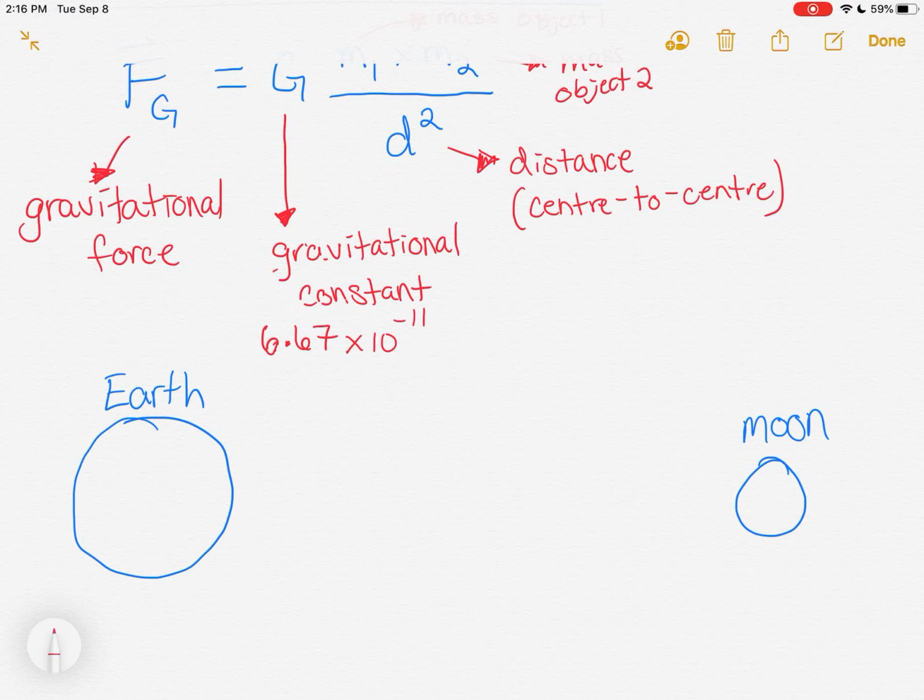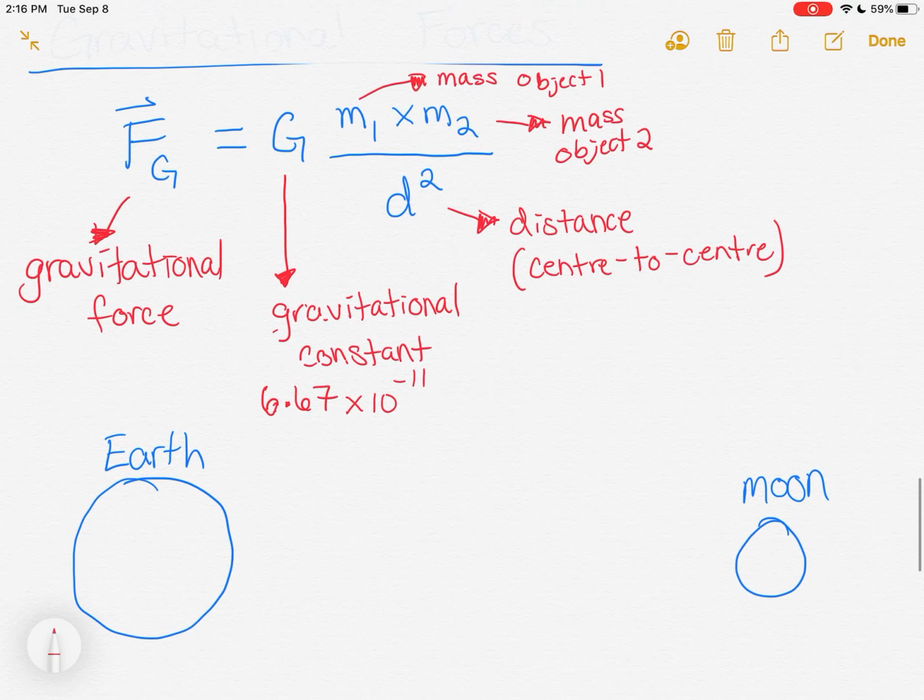Okay, so we need some information about the Earth and the moon. In order for us to calculate that gravitational force between the Earth and the moon, we have to use our gravitational constant. We need to know the mass of object 1, so we'll say that the Earth is object 1. And then the mass of object 2, so we'll say the moon is object 2. And then we need to know the distance between them from the center to the center.